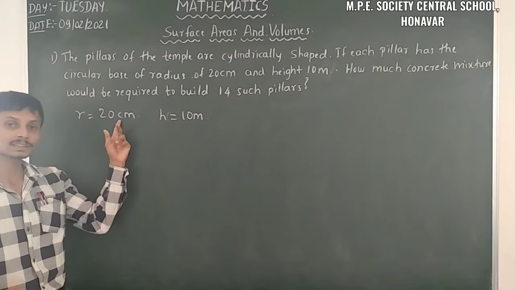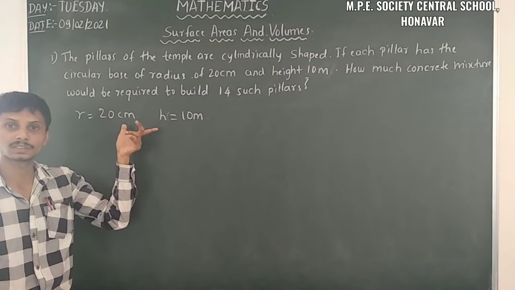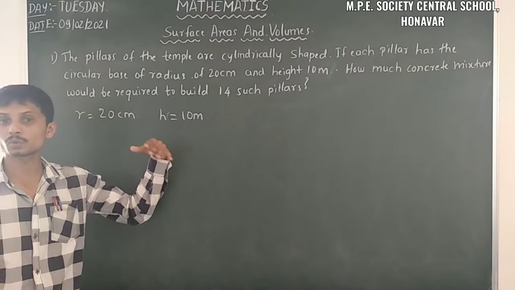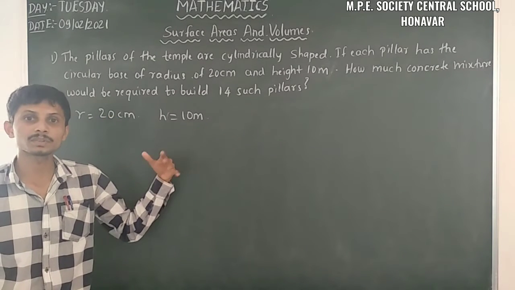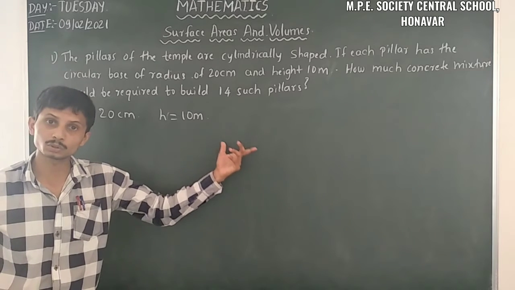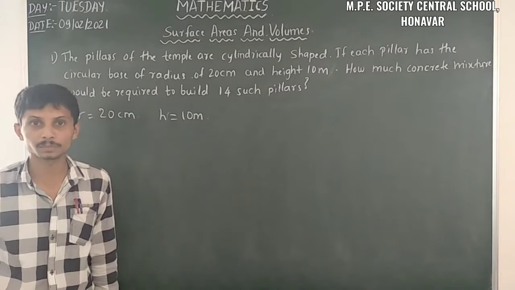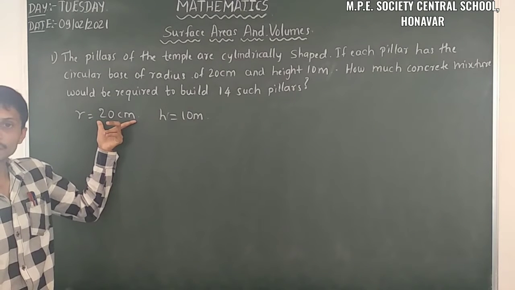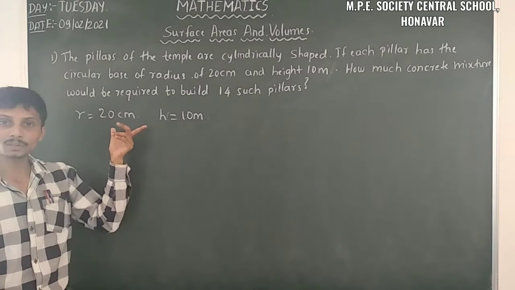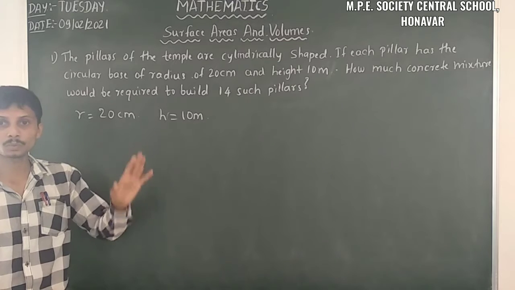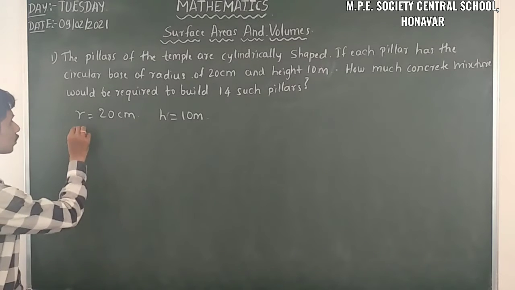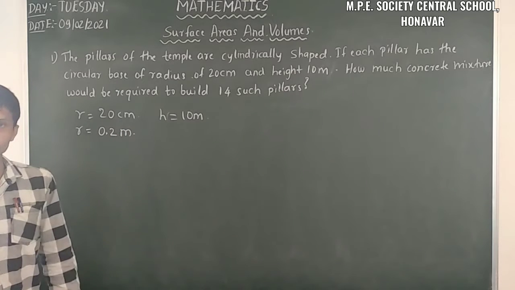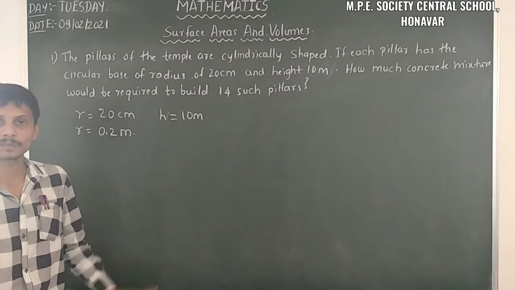Just observe, this is in centimeter, this is in meter. We have to convert. I will change the height. 10 meter is a huge number, after converting into centimeter it turns into 1000 centimeter, which is quite a high value for us. So we convert the radius instead. We already know that 100 centimeter is equal to 1 meter. So r is equal to 0.2 meter.